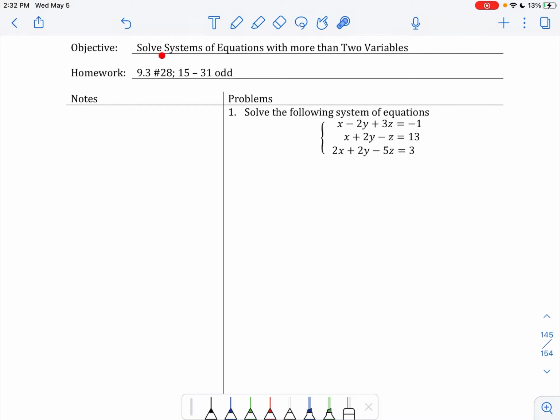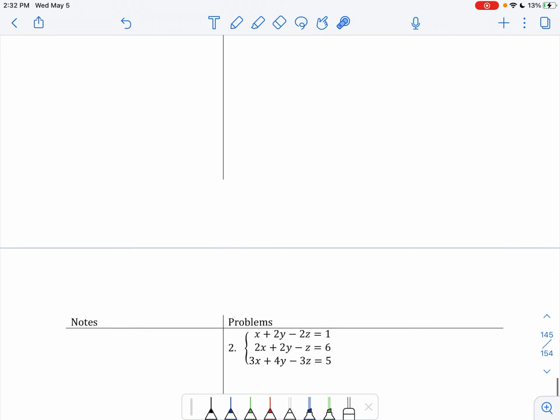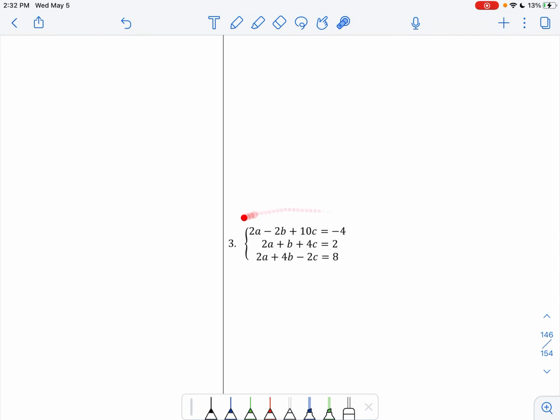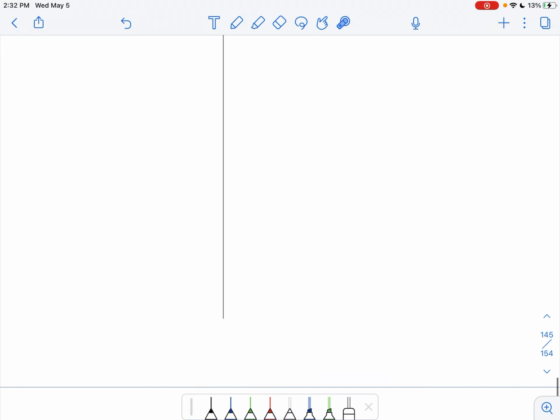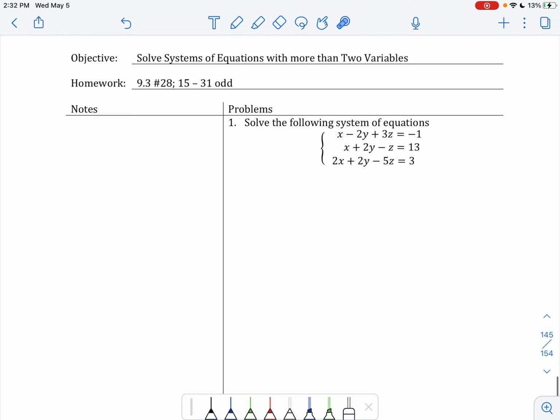Hi all, I'm back to your regular videos talking about solving systems of equations with more than two variables. Now, most students I've found have run into these before. We're going to add one new idea here, so if you're feeling like, I really remember how to do this really well from last year, fast forward until number 3, because that is going to be the new idea.